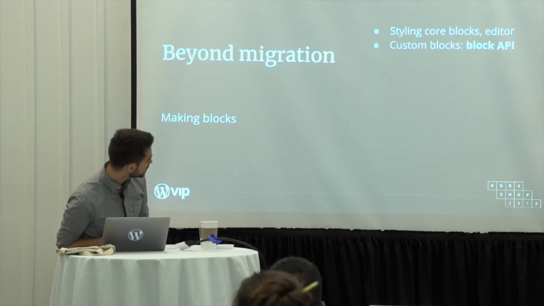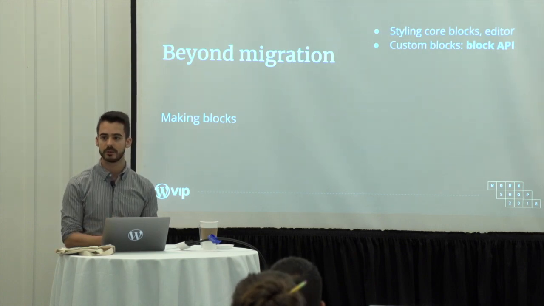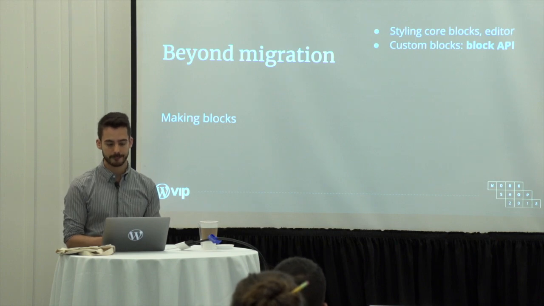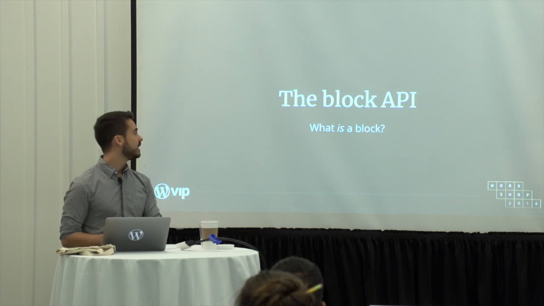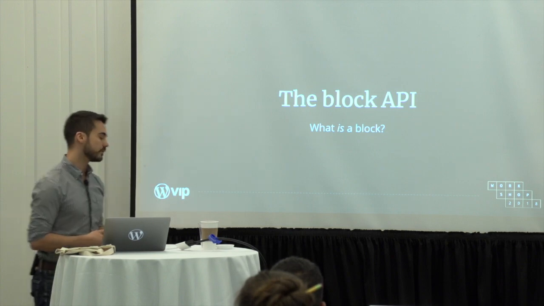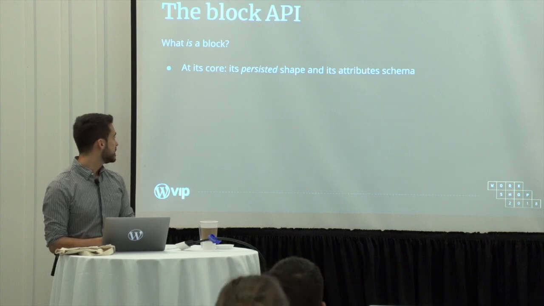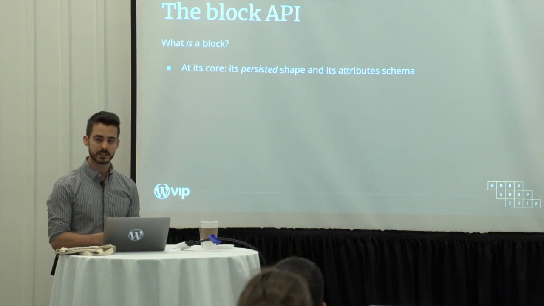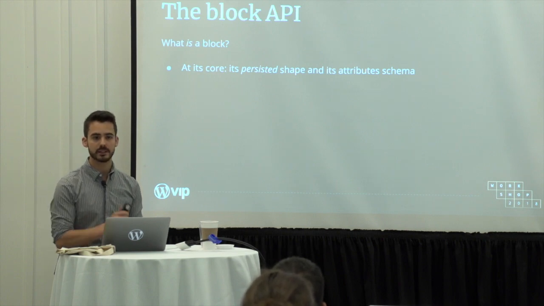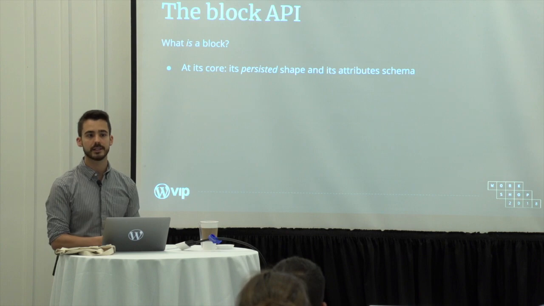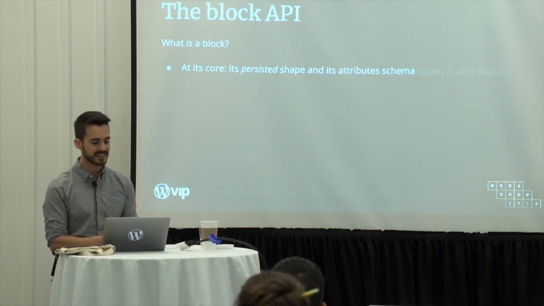The next thing is, I guess, the most exciting. It's actually making custom blocks. And this is where we see the entire block API. The transformations and migrations API were just a part of this. The block API answers the questions of what essentially a block is. And a block at its core is just its persisted shape and its attribute schema. Persisted in the sense that it's the thing that gets saved onto post content, and it's not necessarily the thing that we're seeing while we're editing a post.